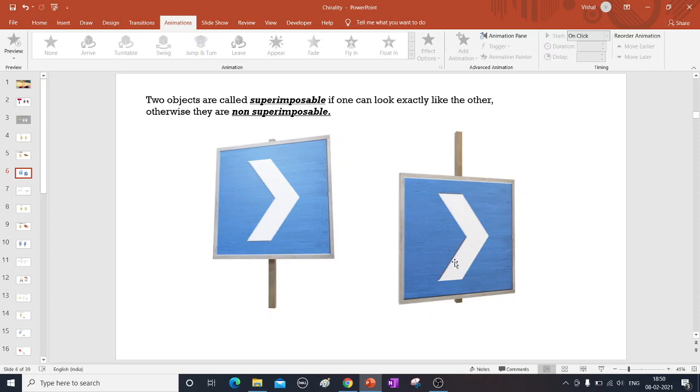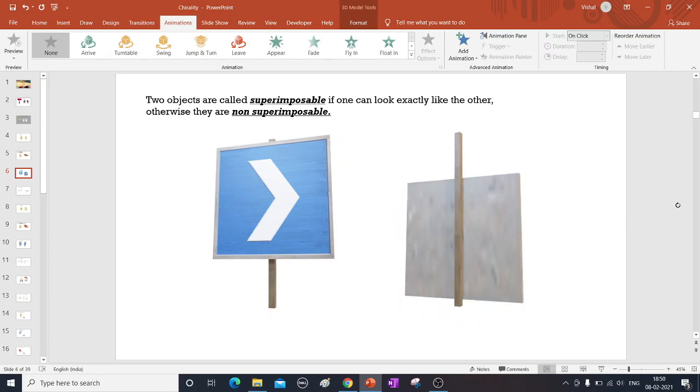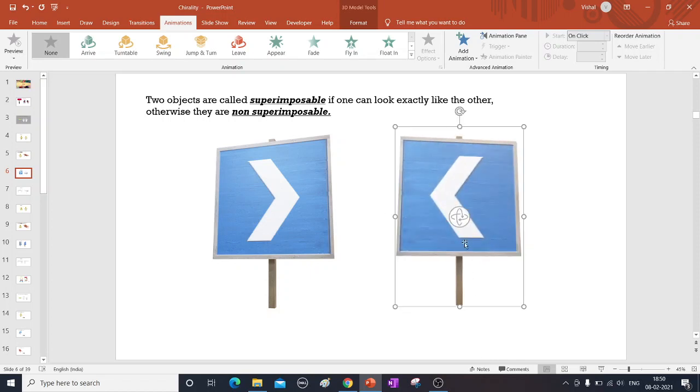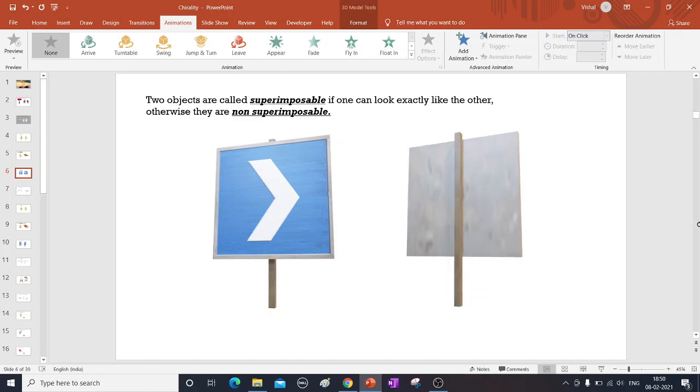Any other way in which we can point the arrow towards right? Let's try maybe. If you do like this, then the arrow is pointing towards left once again, and it's of course not superimposed. How about in this position? If you turn it like this, then the arrow is pointing towards right, but then again it's not superimposed. So I don't think that they can be superimposed. So these two objects look very much like each other, but they are non-superimposable.